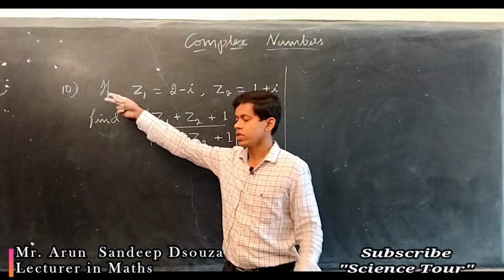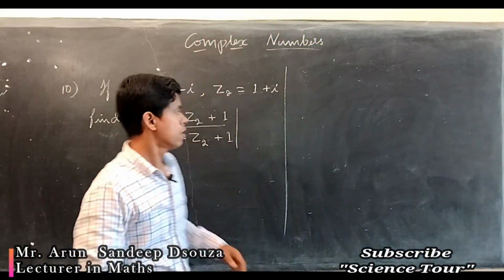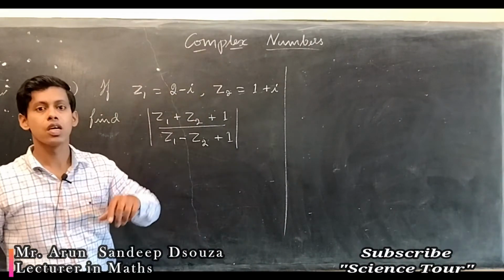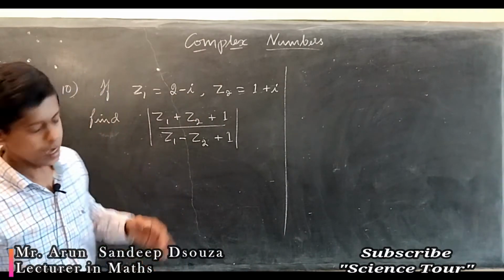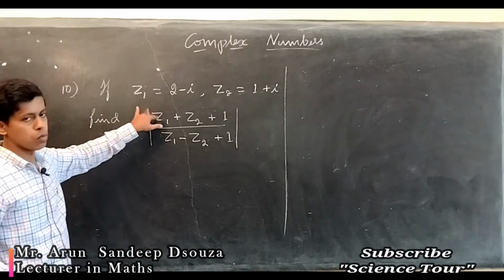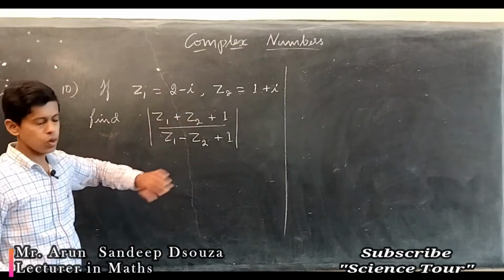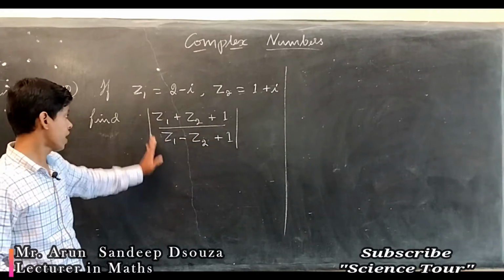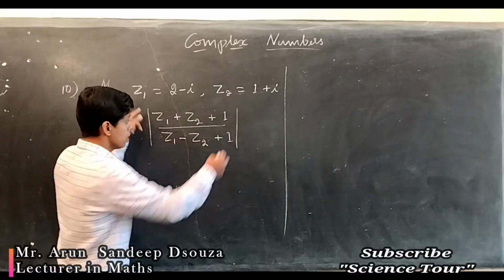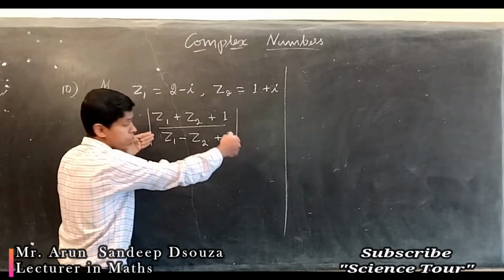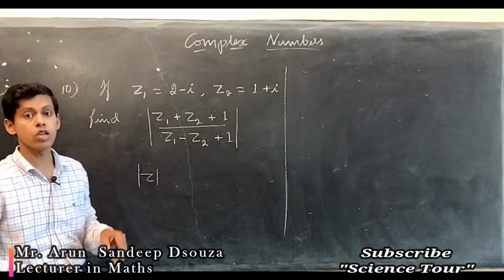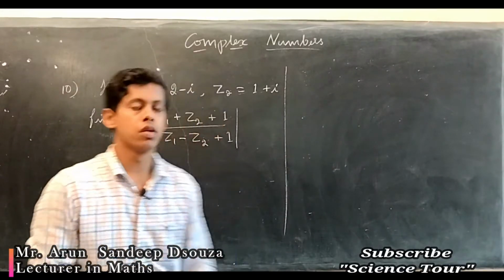Now look at question number 10. If z1 is 2 minus i and z2 is 1 plus i, find the modulus of (z1 plus z2 plus 1) divided by (z1 minus z2 plus 1). So you have to find the modulus. Understand the meaning of this symbol. You have to find the modulus of the complex number.